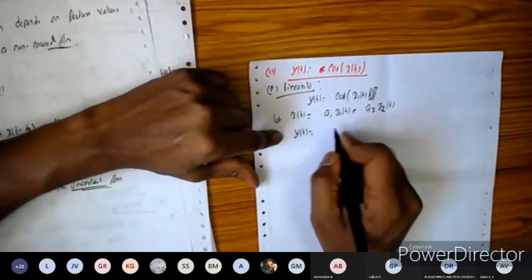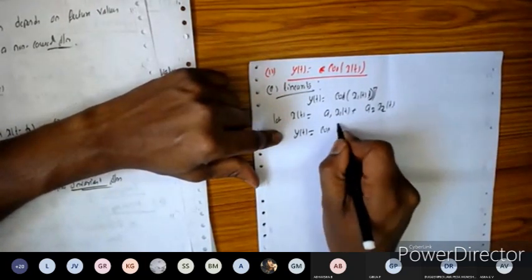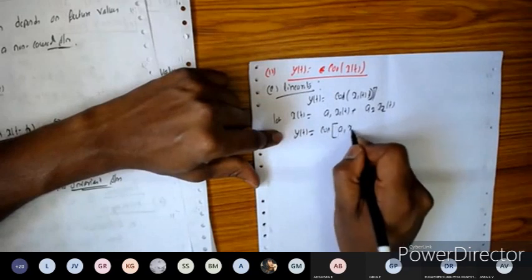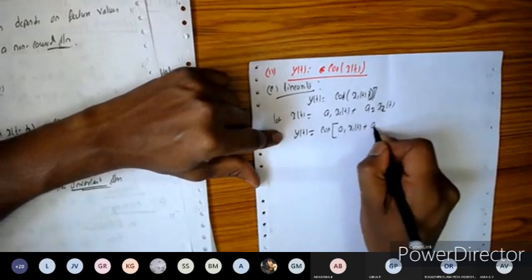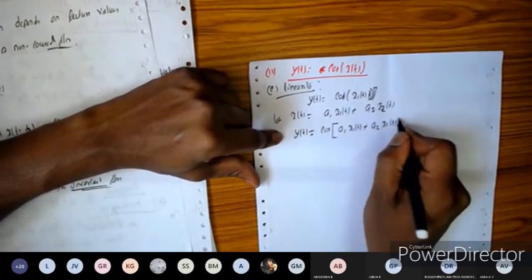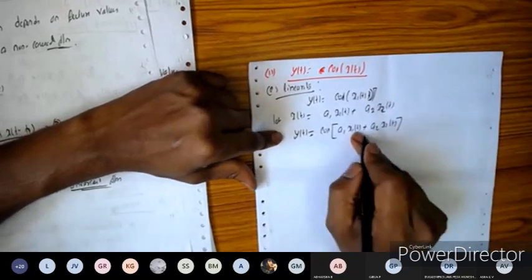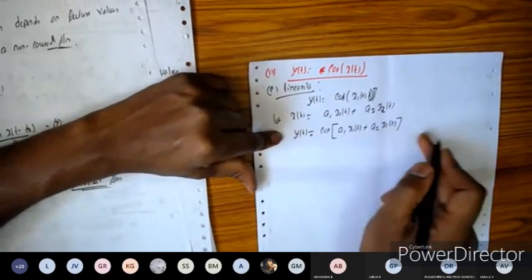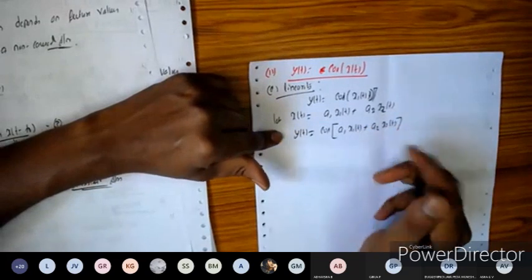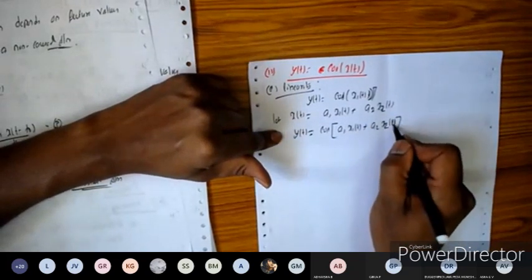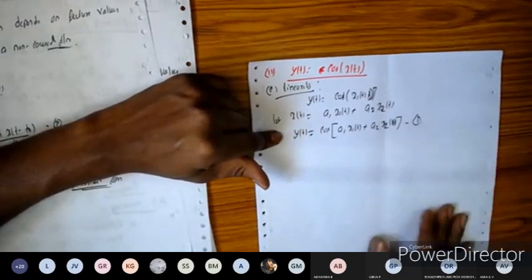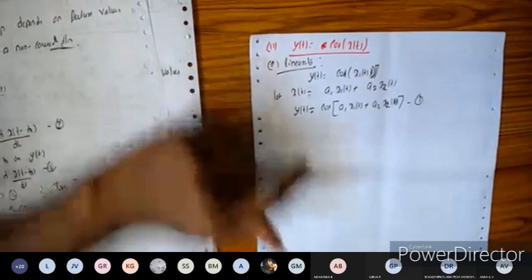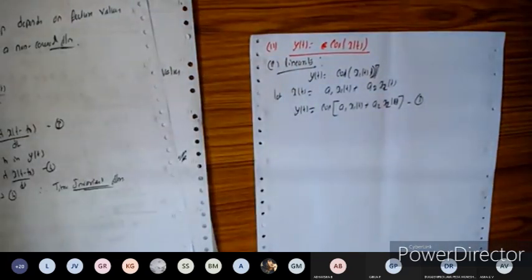So it has become y of t is equal to cos of a1 into x1 of t plus a2 into x2 of t. This is in the formula of cos of a plus b. If you apply cos of a plus b, it is cos a cos b minus sin a sin b. We are not going to expand that one here. We are going to call this equation 1, and just keep it like that only.